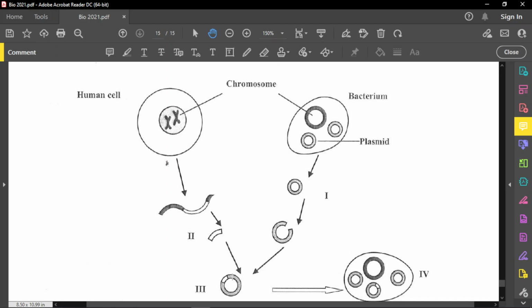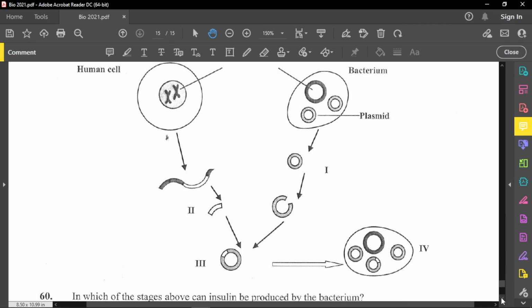And then what's going to happen after that is that they're going to reintroduce the plasmid into the bacterium cell, and the bacterium cell now is able to reproduce with this type of plasmid and able to produce insulin. And after they get a number of bacteria cells, then they can extract the insulin once the insulin is produced within the bacteria. All right.